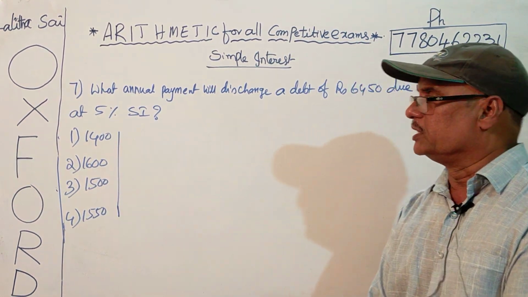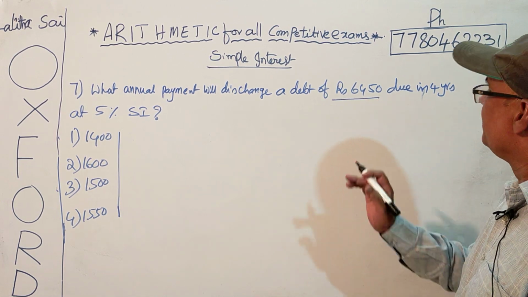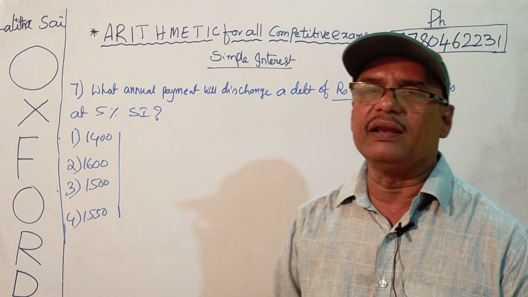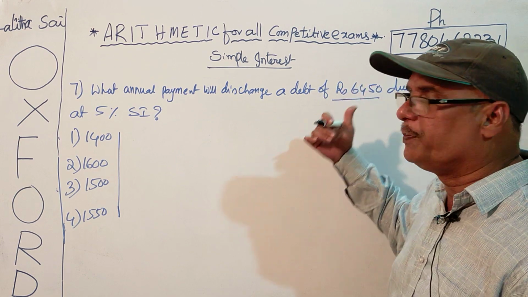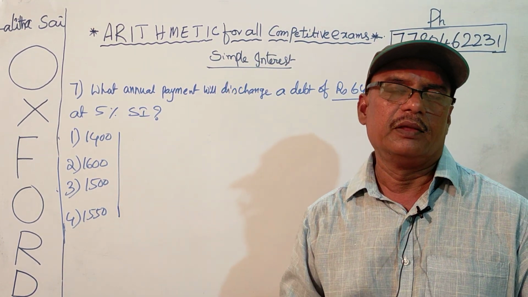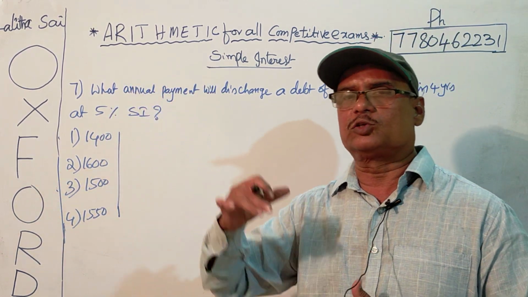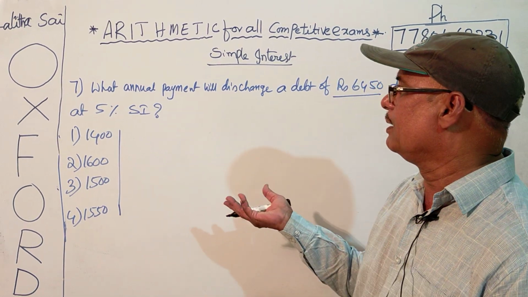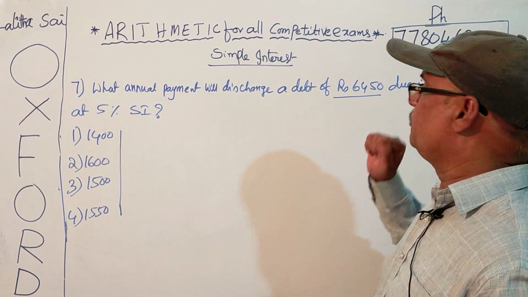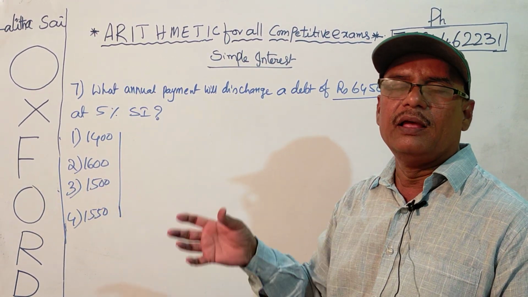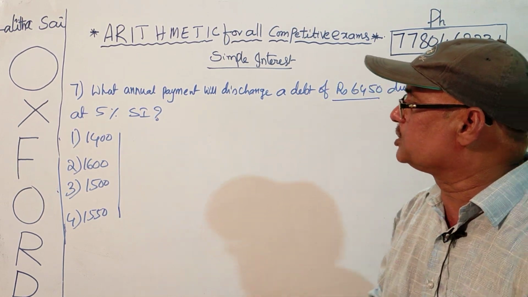So a good question this is. What annual payment will discharge a debt of rupees 6,450 due in 4 years? What does it mean? The amount 6,450 is to be paid at the end of 4 years. But that is to be repaid annually by way of annual installments. So we have to pay that annual installments prior to that period. Actually 4 years time is there, but you have to pay every year annually.